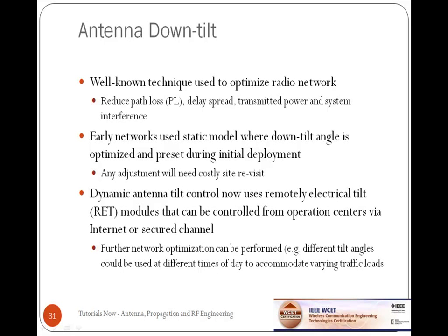The antenna down tilt is a well-known technique used to optimize the radio network. It helped to reduce the path loss, the delay spread, and the transmitted power and system interference. The down tilt could also strengthen signal from the home cell and reduce co-channel interference, thus increasing system capacity and improving network performance.